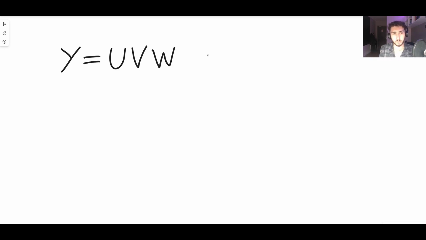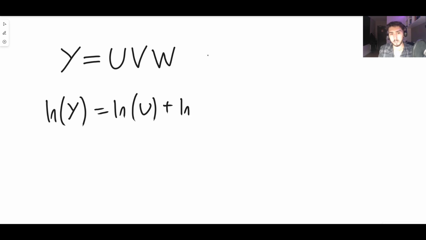So what we do is we use implicit differentiation, just like how we do the normal product rule, and take natural logs of both sides. Now, if you take the natural log of uvw, this is equal to the natural log of u plus the natural log of v plus the natural log of w because of logarithm rules. If you have a logarithm with a bunch of things timesing together inside, you can split it up into a sum of individual logarithms. So this is totally legit.